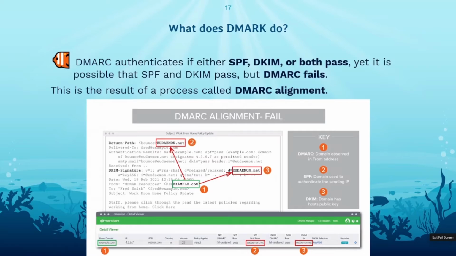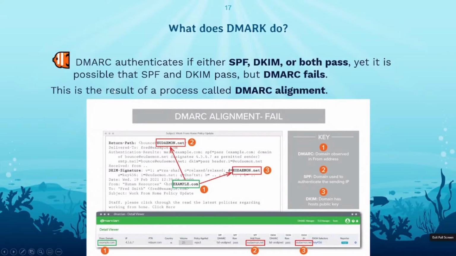To give a better example, let's say that I am trying to spoof the domain bank.com. So here in the green field, you are going to see bank.com. So I set up a domain, criminal.net, let's say, and I set there both SPF and DKIM into place.